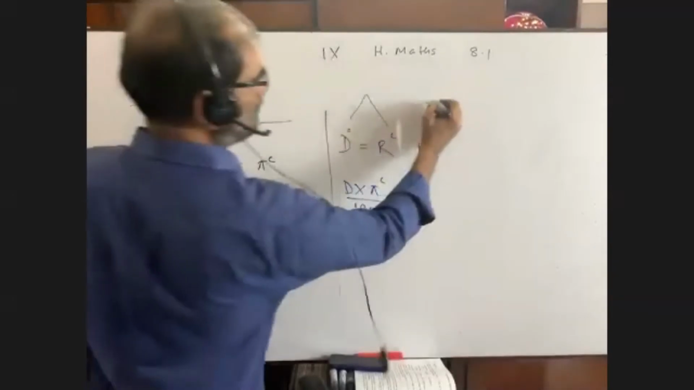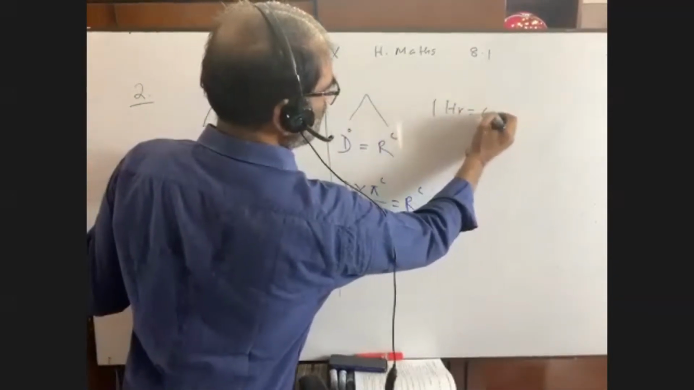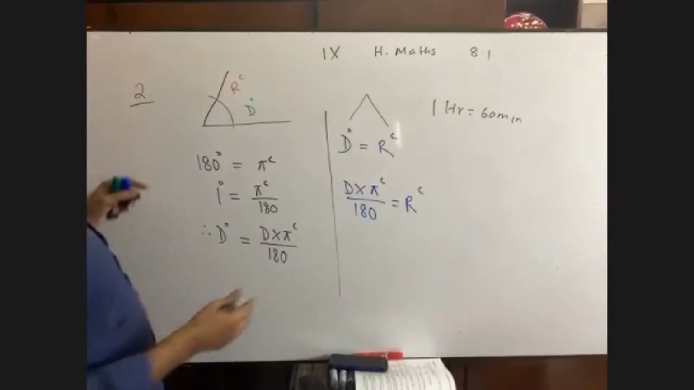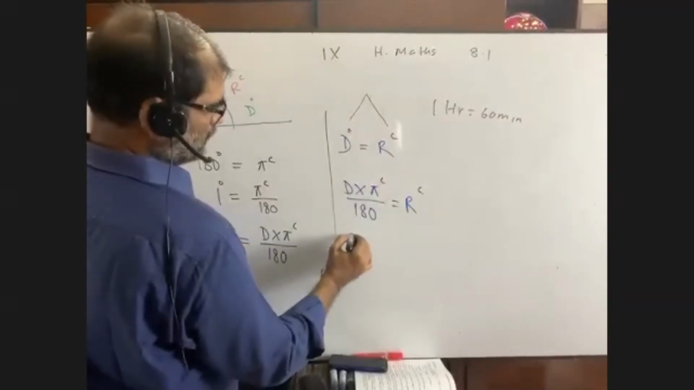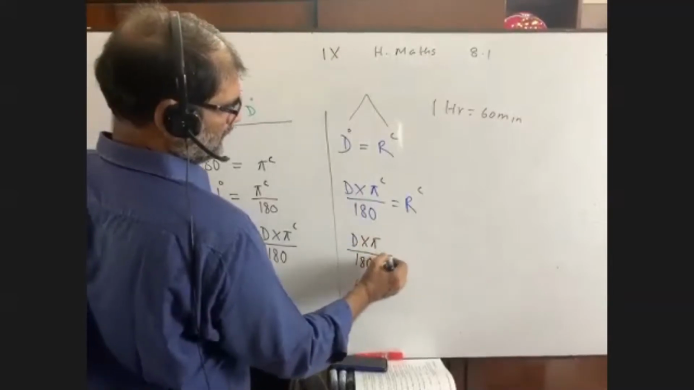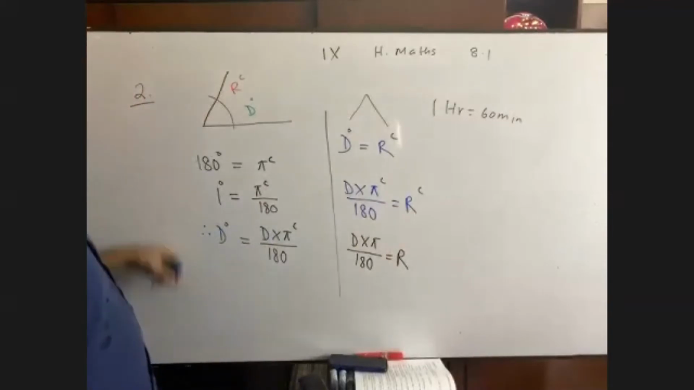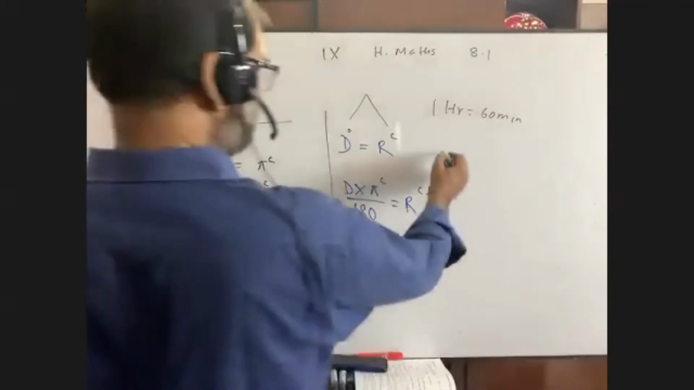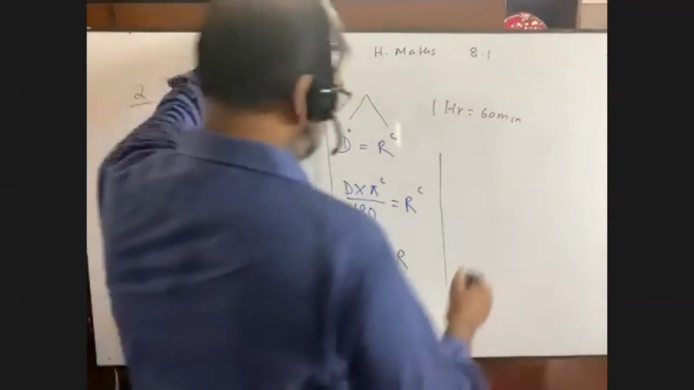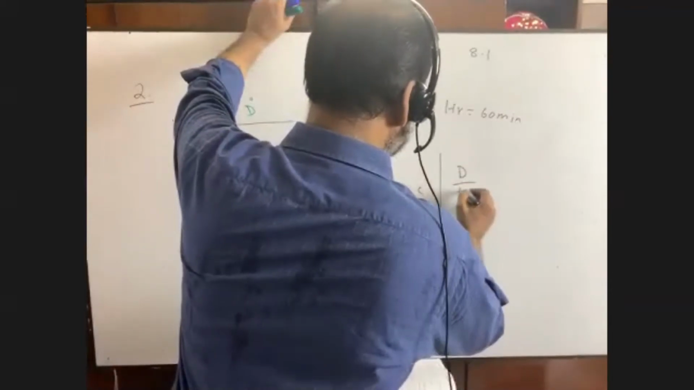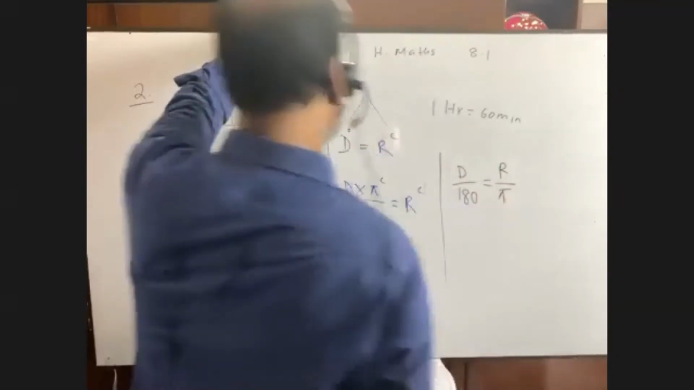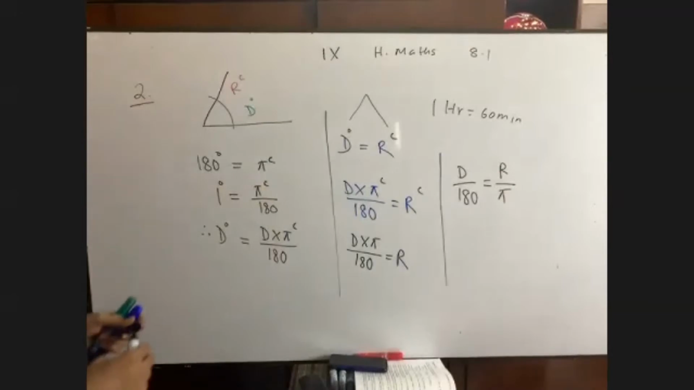Because we write 1 hour is equal to 60 minutes, they are equal. Anyway, radian will be omitted. So d into pi by 180 is equal to r. Now, as per the requirement of the proof, they have taken this pi to the right hand side. So d by 180 is equal to r by pi. I have divided both the sides by pi, and we have got it.